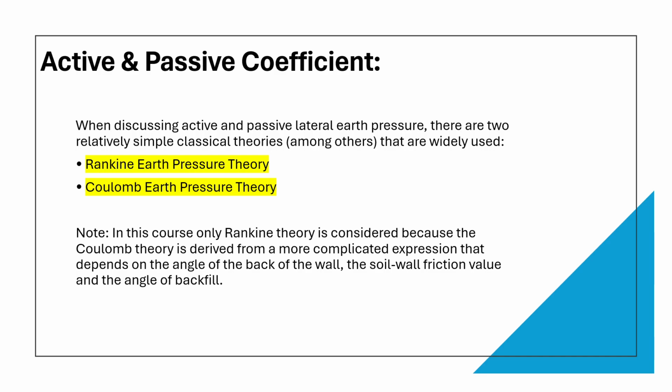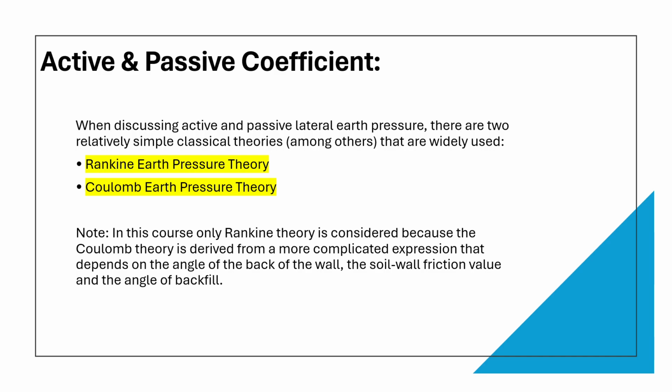But under the Coulomb theory, lateral pressure is not limited to vertical walls. Also, the resultant force is not necessarily parallel to the backfill surface because of the soil-wall friction. There is friction between wall and soil, and the theory takes this into account by using a soil-wall friction angle.